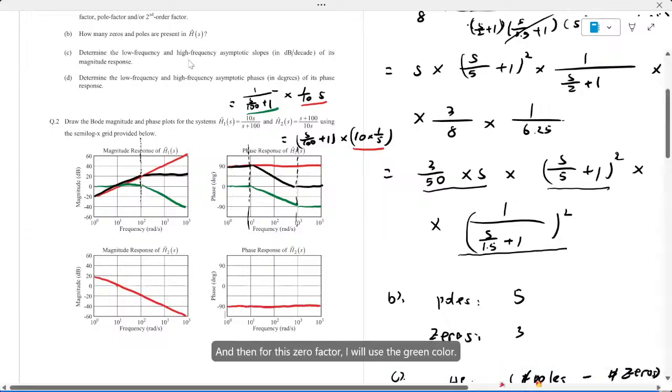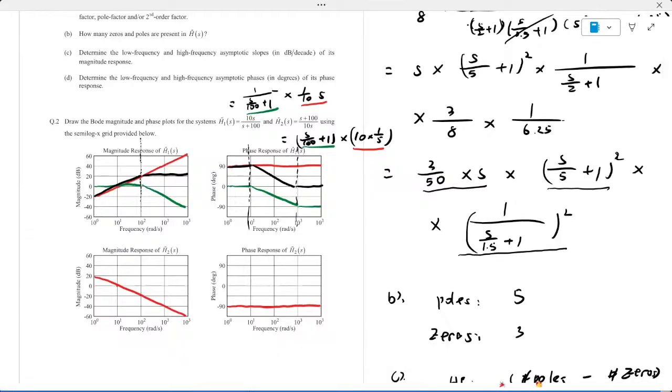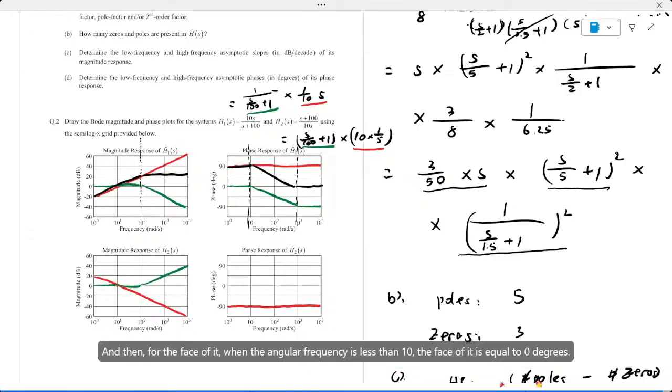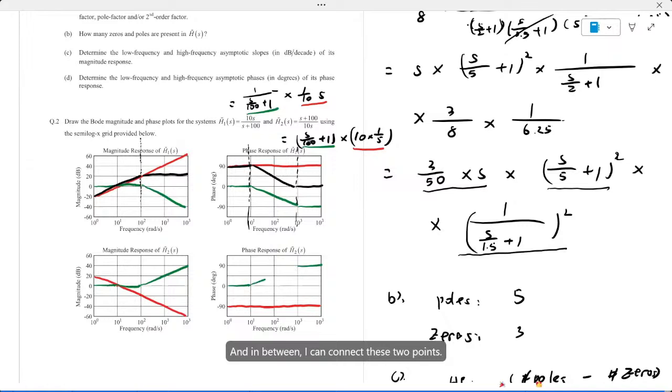And then for this zero factor, I will use the green color. When the frequency is very low, the magnitude is equal to 0 dB. And there will be a slope change at omega equal to 100. When omega is larger than 100, the slope is equal to plus 20 dB per decade. For the phase, when the angular frequency is less than 10, the phase is equal to 0 degrees. When the angular frequency is larger than 1000, the phase is equal to 90 degrees. And in between, I can connect these 2 points.